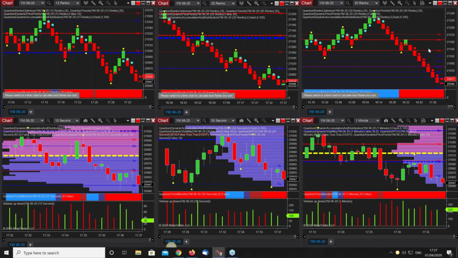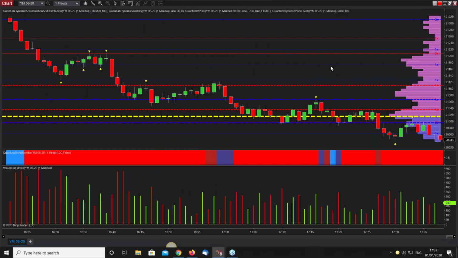This is developing very nicely. This is over on the 1 minute. Let's pop that up full size. There we go. We're on the 1 minute chart now. Let's take a look at the volume.